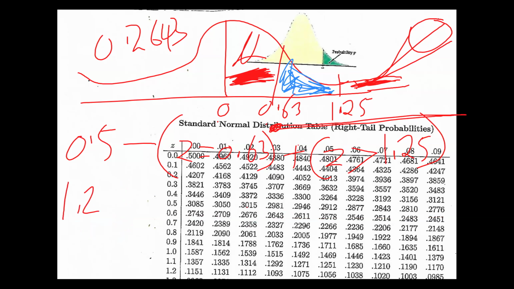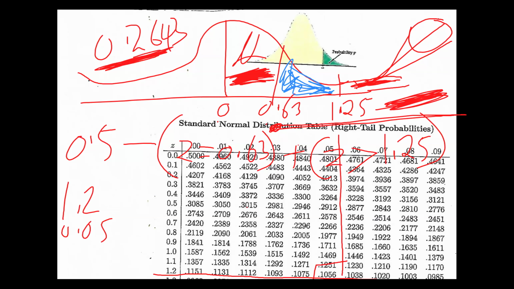1.25 would be 1.2, right? And 0.05. Yes. So 1.2 and 0.05, which is 0.1056. This is the area after this side, right? After 1.25, yes. So from this total, you understand what I mean?